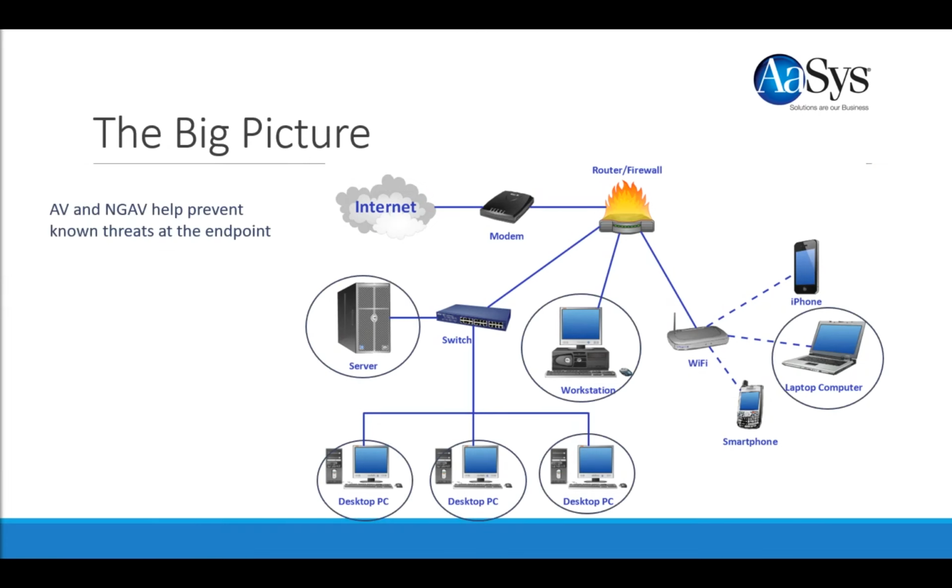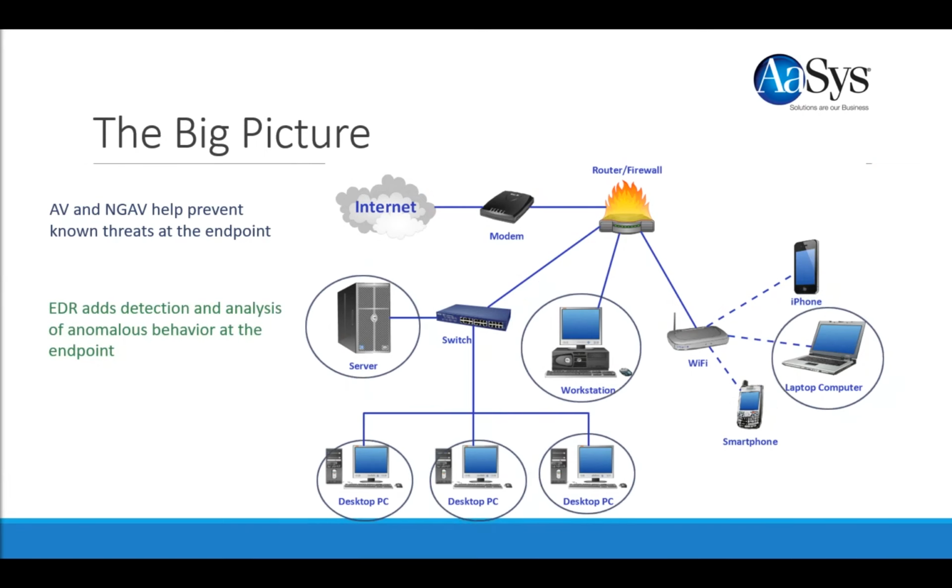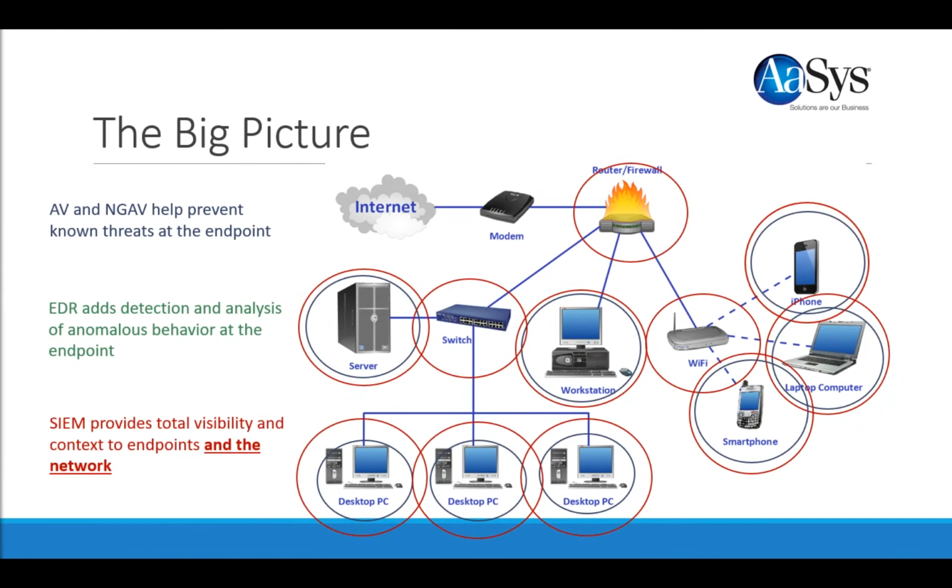Antivirus and next-gen antivirus detects and isolates known threats and their variants on your PCs and workstations. Endpoint detection and response adds another layer of defense, allowing detection and analysis of suspicious activity and anomalies at the endpoints from a single terminal that allows you to see the bigger picture. And security incident and event monitoring ingests, aggregates, and correlates data from endpoints and firewalls and routers.